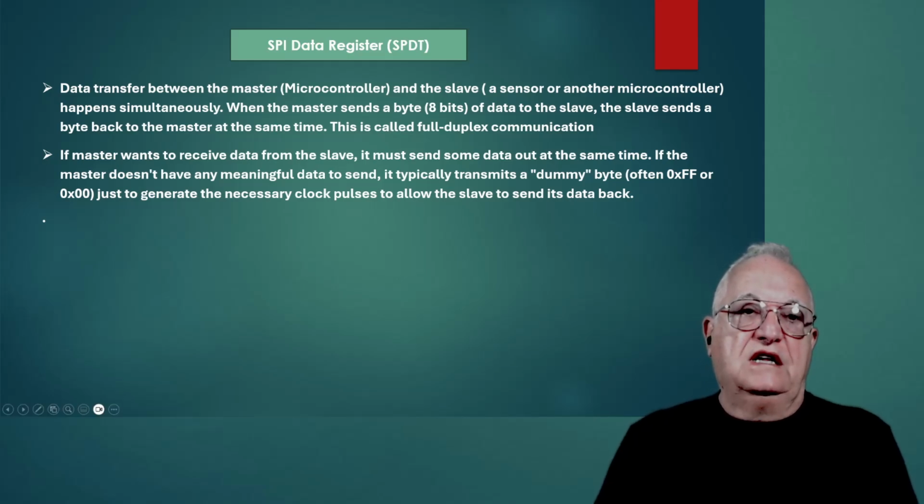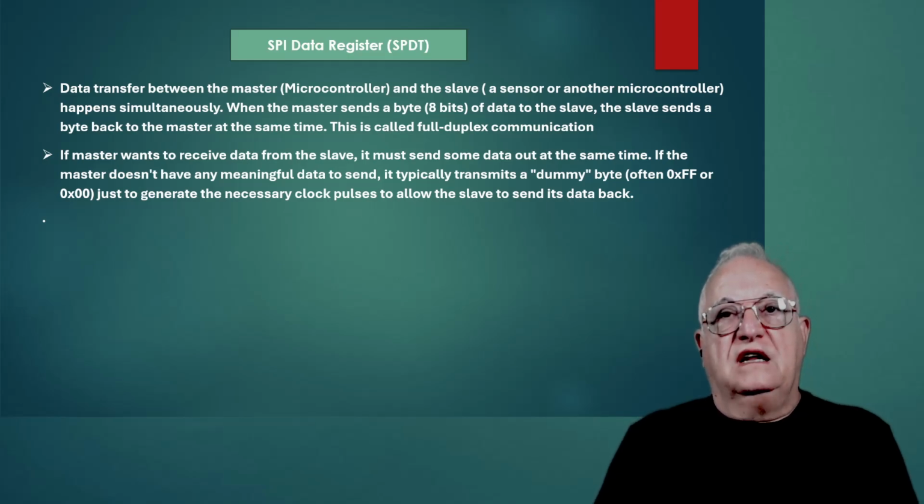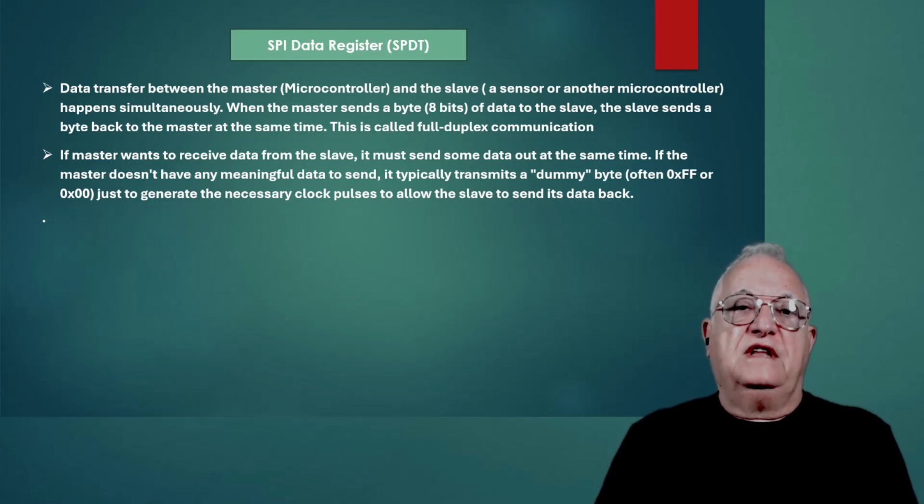Now what this is saying is, if you want to receive data from the slave, but you don't have anything to send, then still you have to send something to generate the clock, because the slave doesn't have any way to generate the clock. The clock is generated by the master, and if there isn't a clock, there isn't communication.